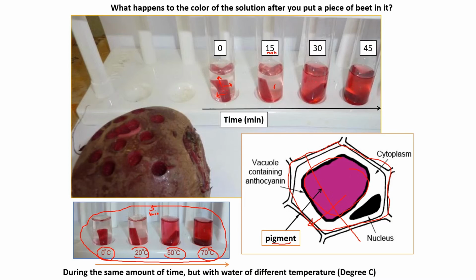After 5 minutes at 0, almost no pigment diffuses. At 20, we see more diffusion occur. It becomes more pink. At 50 Celsius, we have much more diffusion. It becomes redder. At 70, even more is happening. So the higher the temperature, the faster the diffusion will happen. This is what is shown here. The speed of diffusion depends on the temperature.